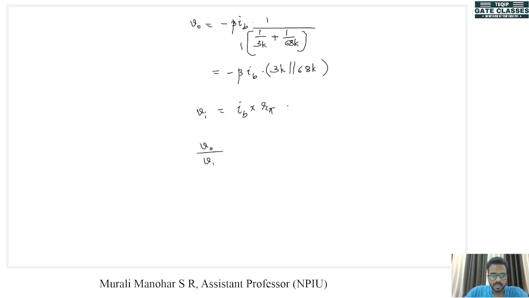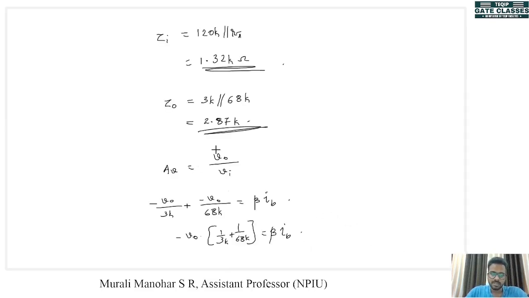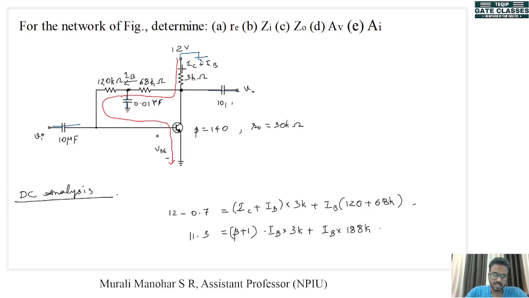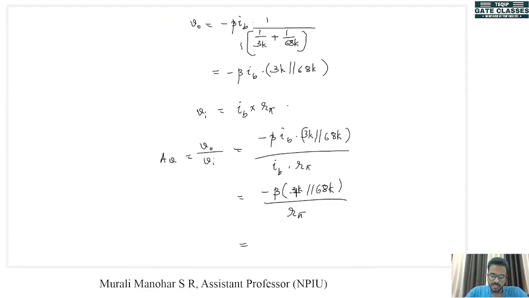So V out divided by V in, which is our AV, is given by minus beta IB into 3K parallel 68K divided by IB into R pi. So that will give us minus beta into 3K parallel 68K divided by R pi. So this is the equation for the AV in this kind of circuits. That is, 3K is our RC and 68K is a feedback resistance. Let's call it RF2. So AV will be minus beta into RC parallel RF2 divided by R pi.